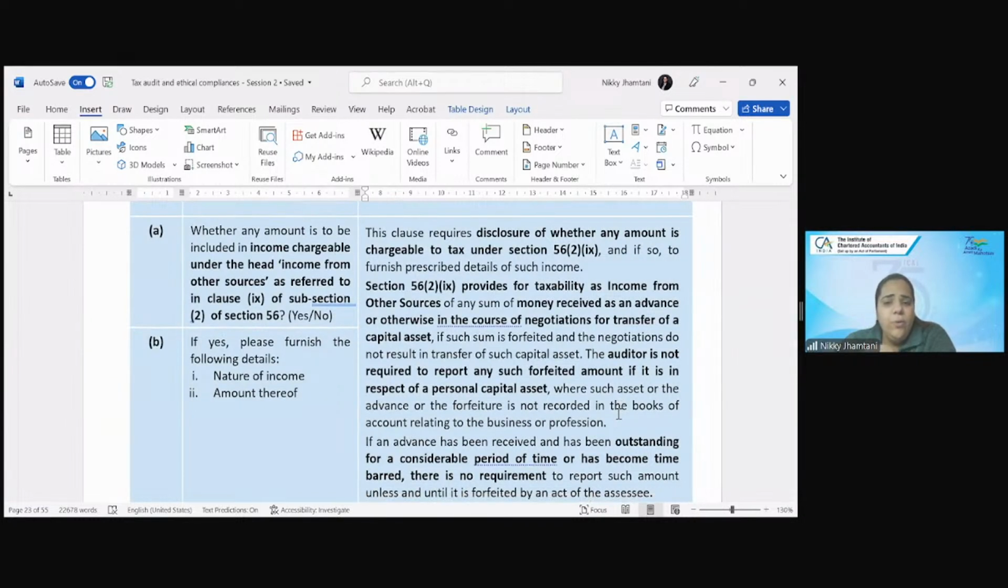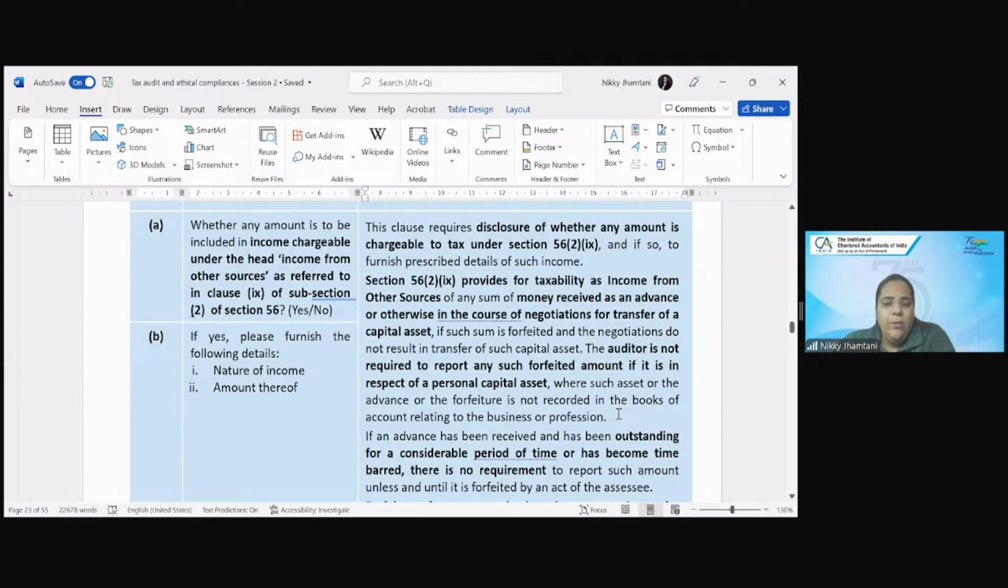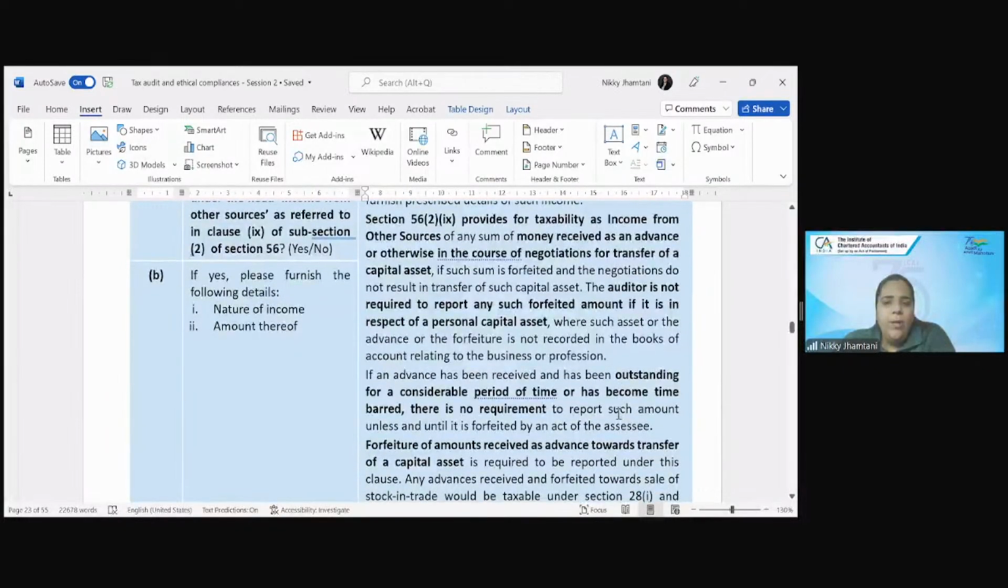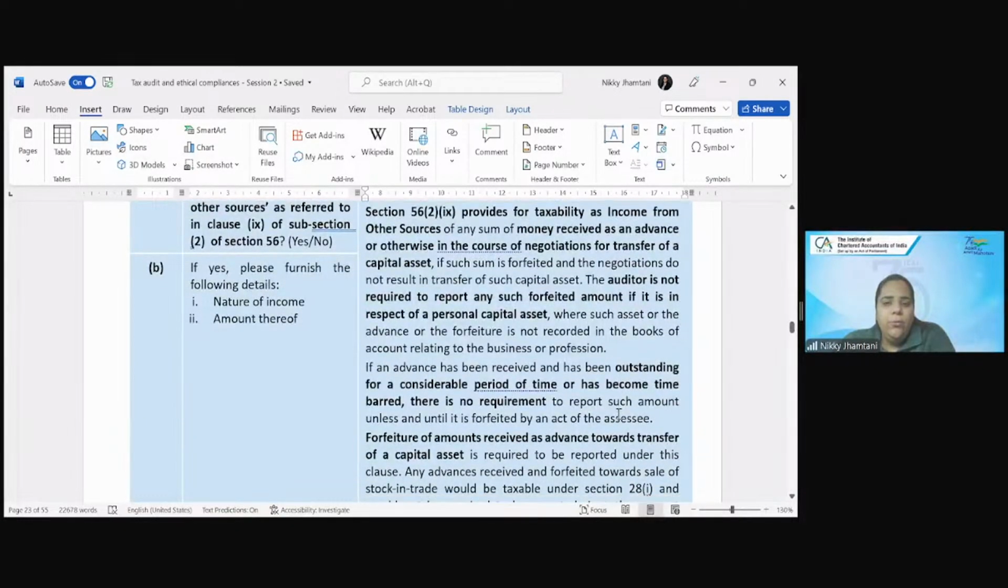So this clause requires disclosure of whether any amount is chargeable to tax under 56(2)(ix), and if so, to furnish prescribed details of income. 56(2)(ix) provides for taxability as income from other sources of any sum of money received in advance or otherwise in the course of negotiations for transfer of a capital asset, if such sum is forfeited and the negotiation does not result in transfer of such capital asset.